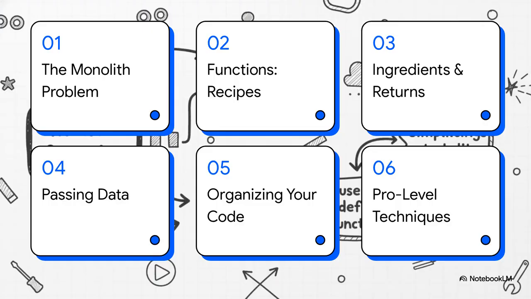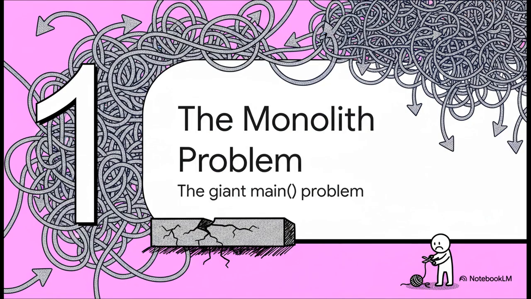So here's the game plan. We'll start by talking about why that giant block of code, that monolith, is a problem. Then we'll introduce functions as our solution, kind of like recipes. We'll see how they handle ingredients and give you back a finished dish. We'll get into the nitty-gritty of passing data, organize our code's world, and then we'll finish up with a couple of pro-level techniques. Sound good? Let's get cooking.